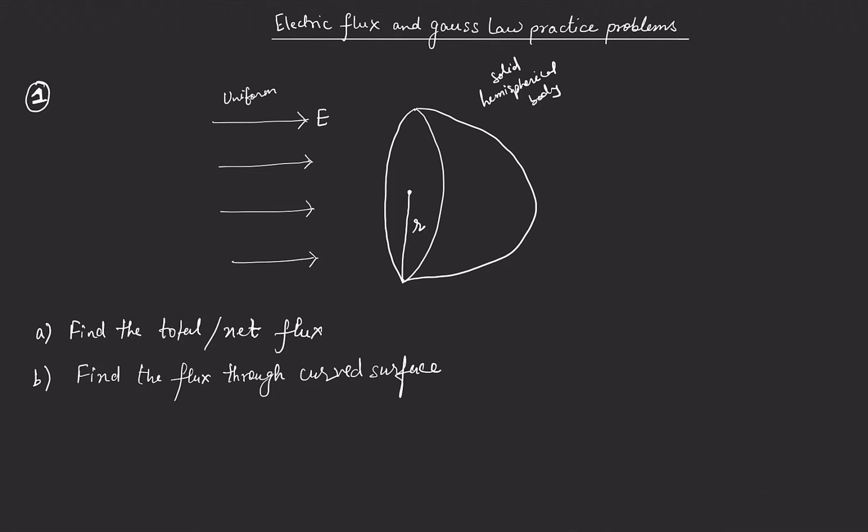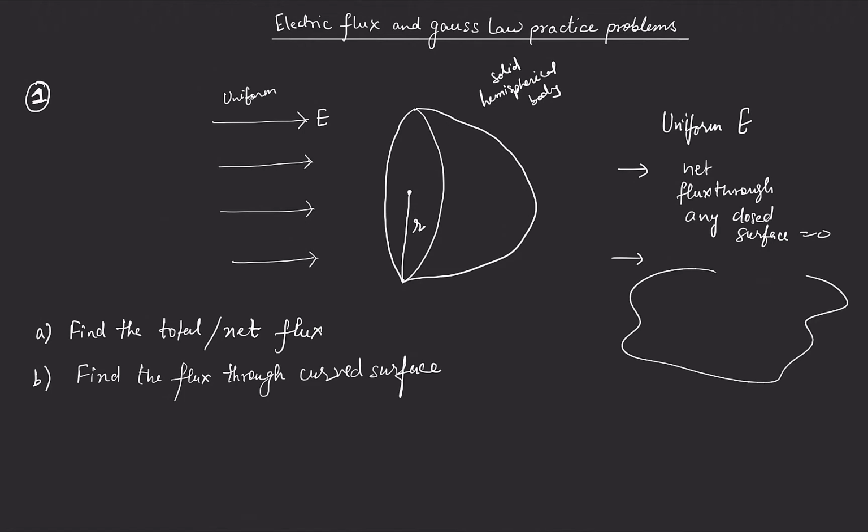So whenever there is a uniform electric field, net flux through any closed body, any closed surface, is always zero. So there are two ways to visualize this. First, you can think of this as the number of field lines that are entering into the closed surface are equal to the number of field lines that are exiting from the closed surface. So since flux is nothing but number of field lines passing through the surface, the negative and positive flux balances and it becomes zero.